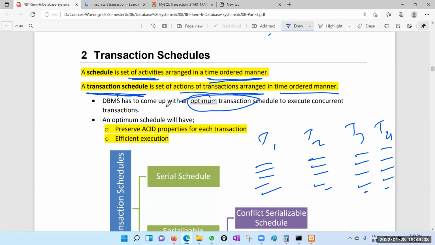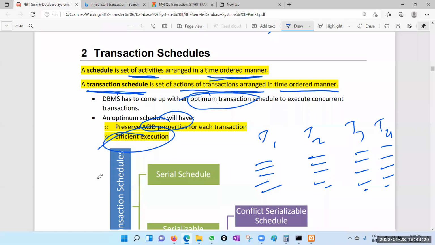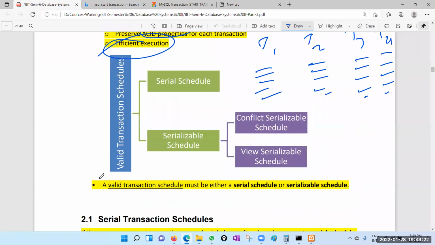So therefore the schedule has to be optimum. So it must preserve the ACID properties and at the same time make sure it's efficient. Right. So when it comes to creating transaction schedules, which is done by your DBMS.